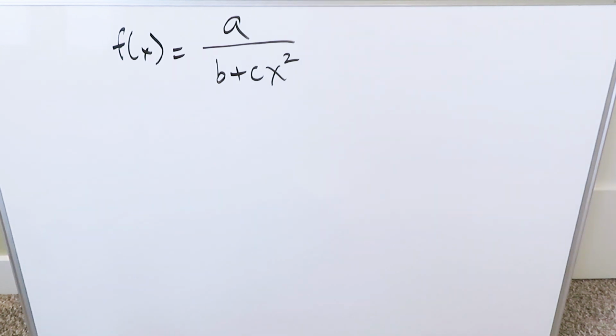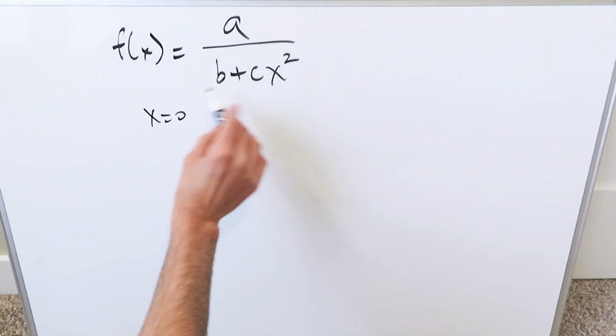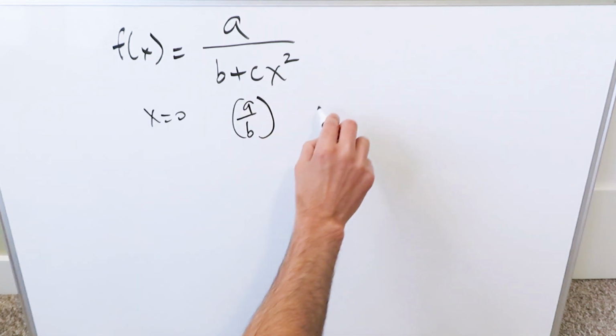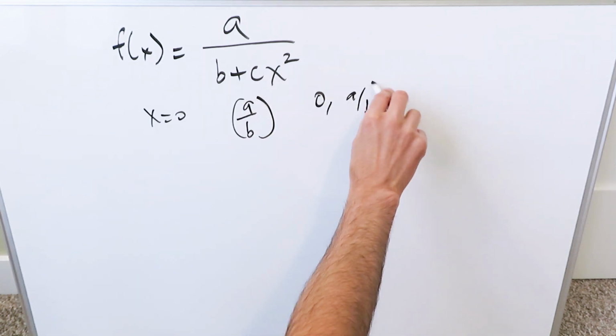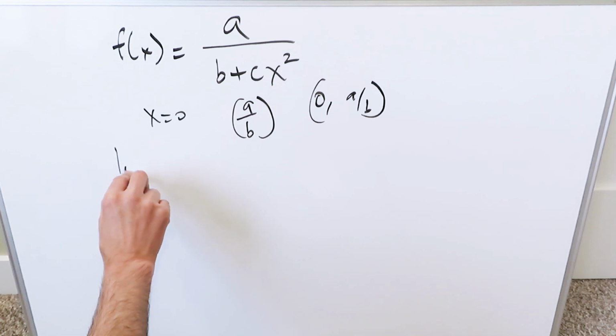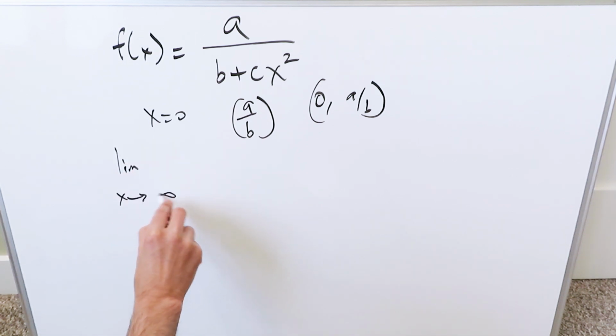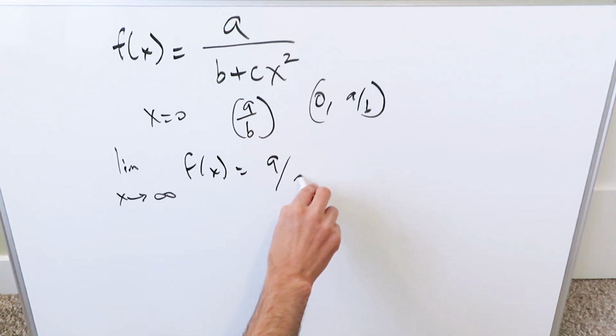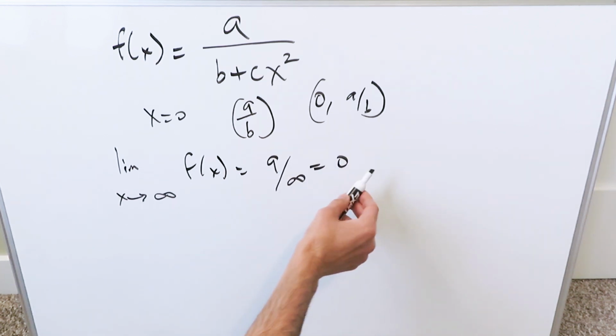Look, we have constants a, b, and c. If I were to make x equals 0, you'll have here a over b. That would be your y-intercept. You're looking at a 0 comma a over b pop out. If I were to do limit as x approaches positive infinity and I run the same function, you'll end up seeing here a over infinity, which will be tending towards 0.